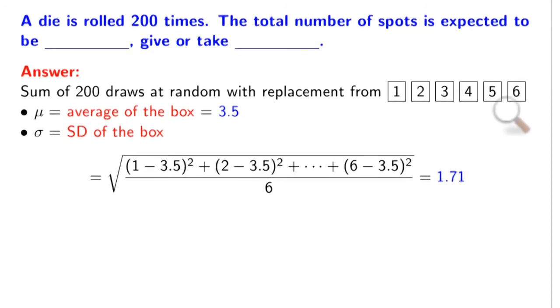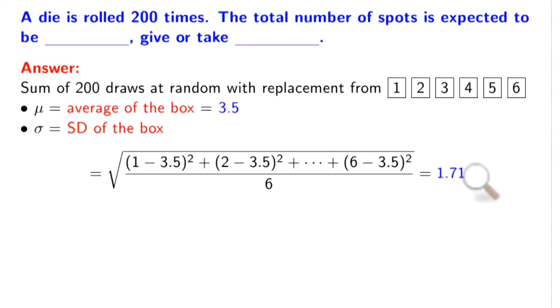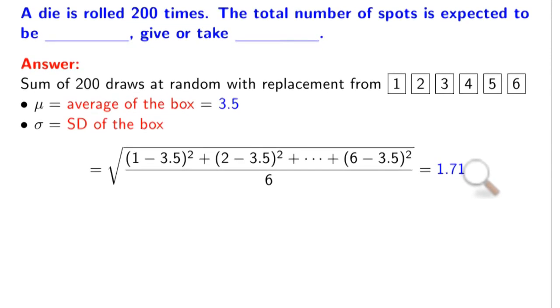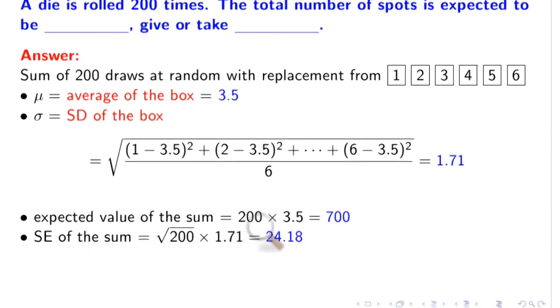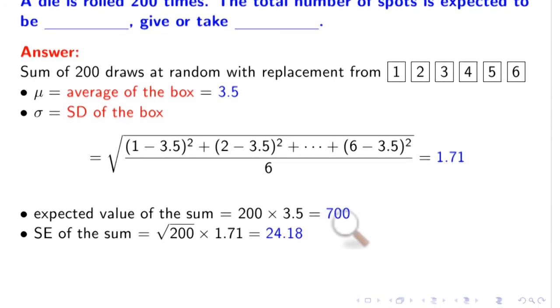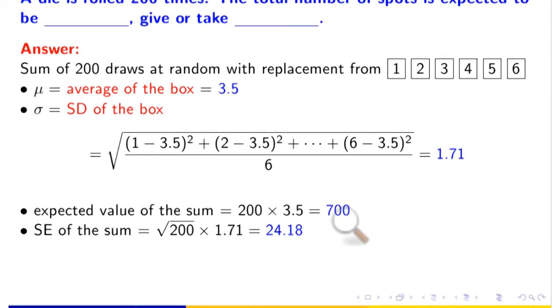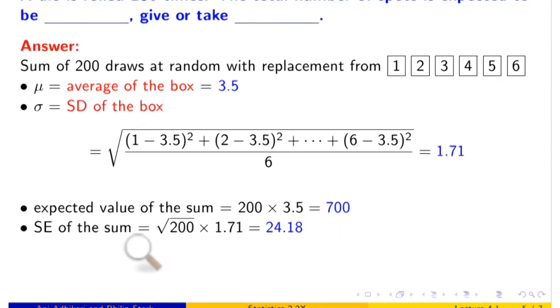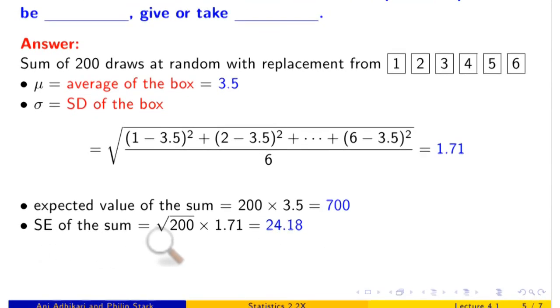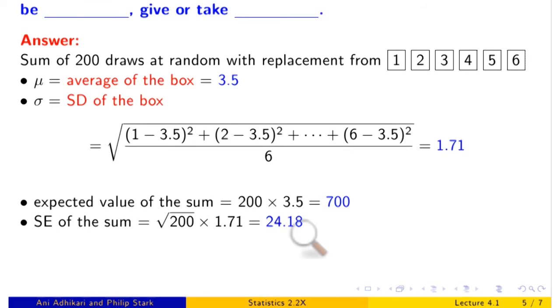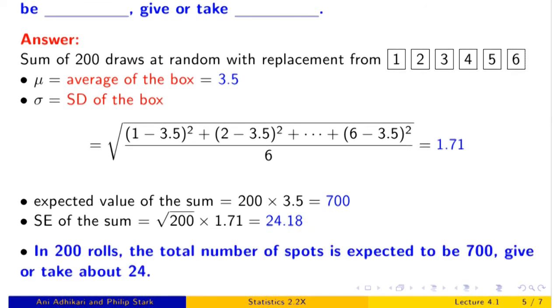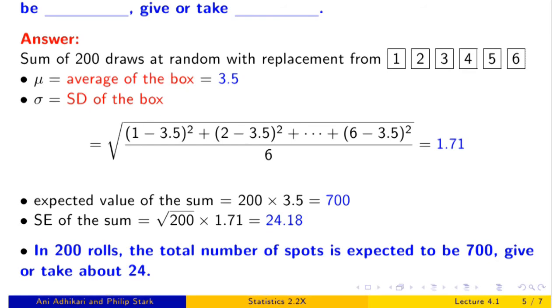So what have we got? If I look at a single draw, I expect it to be 3.5, give or take 1.71. But now I'm looking at the sum of 200 draws, and by formula, I expect the sum to be number of draws times average of the box. That's 700. That's something we've done before. And the new thing that we have now is that the standard error of the sum is the square root of the number of draws times the SD of the box. And that's about 24. And so in the end, the statement you've got is if you roll a die 200 times, the total number of spots is expected to be 700, give or take 24.18. So give or take about 24.